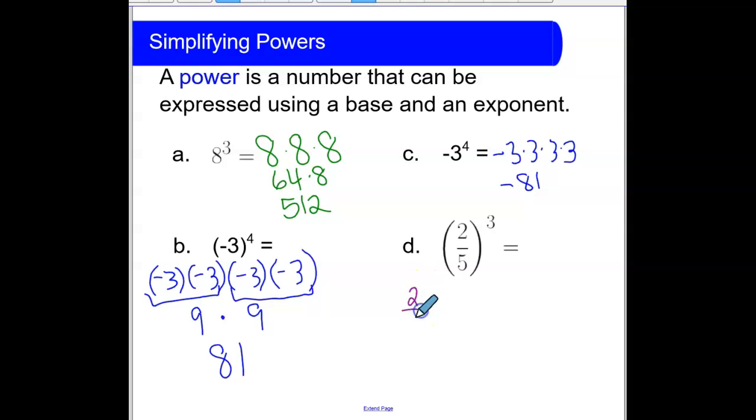And then for D, this is 2/5 to the third power. All that means is we use our base 2/5 as a factor 3 times. When we multiply fractions, multiply the numerators, 2 times 2 times 2, that's 8, and then the denominators, 5 times 5 times 5, that's 125.